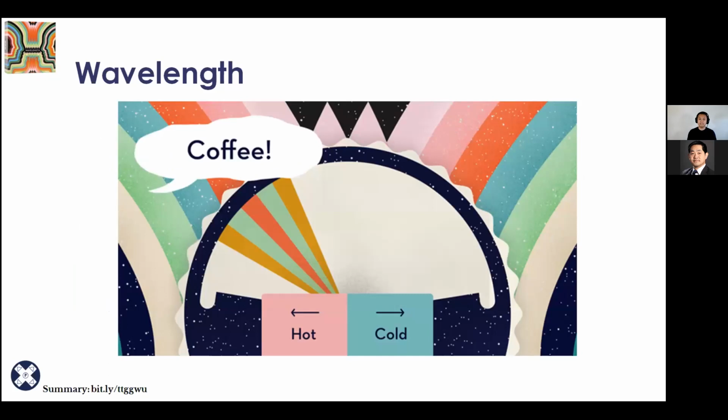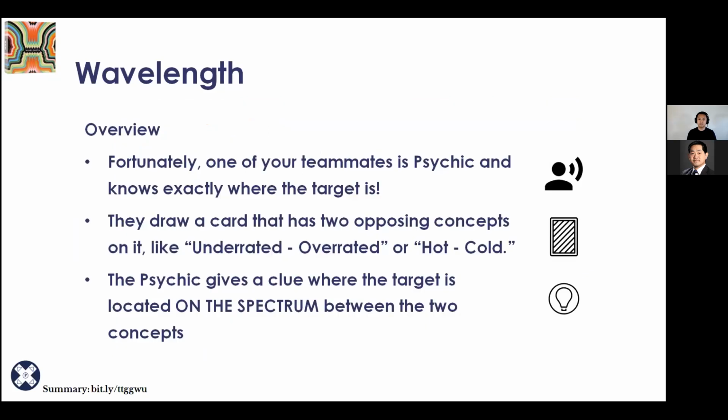So in this case, we know that the concept that we're trying to guess here is hot to cold. And we, as the psychic, know exactly where that target is. So we know the target is right here. So the clue we choose to give is coffee. And we're giving the clue coffee because we have not played this game before. And you'll see the limitations of this clue coffee in a few moments.